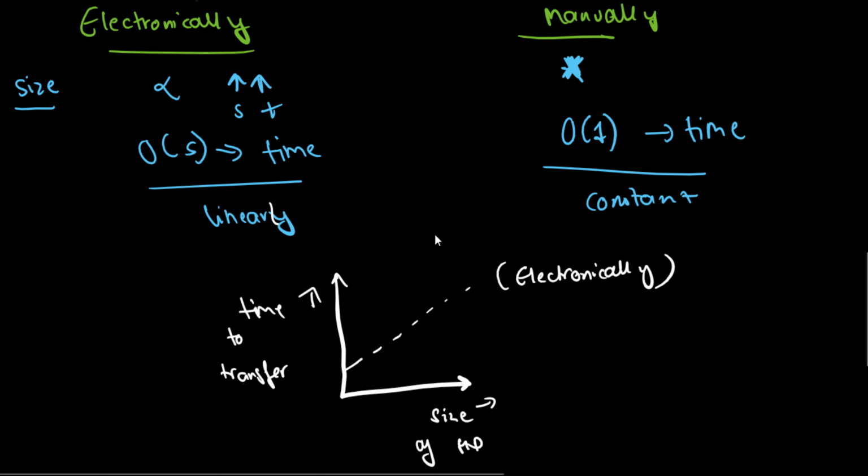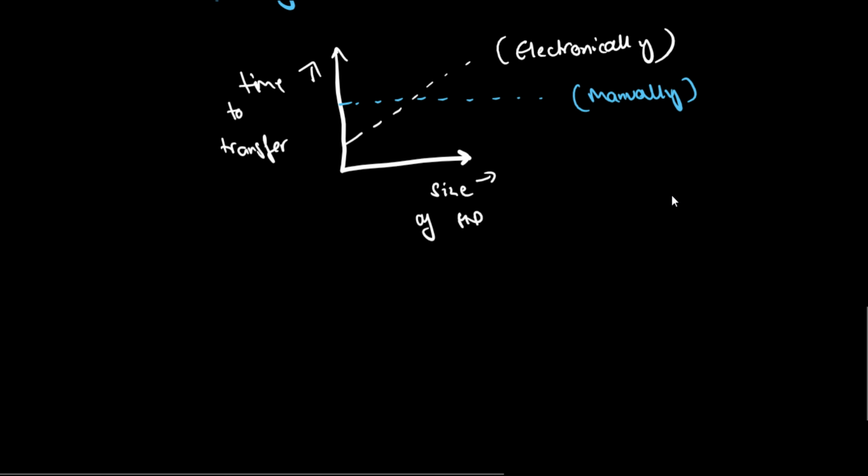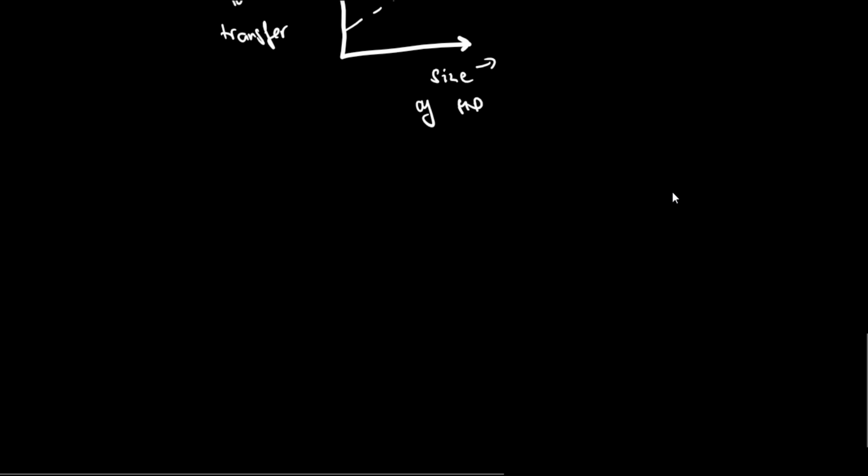And let's take some other pen. And in the case of manually, the time remains constant based on the size, whatever the size may be. Our time will be constant. That will be the time to travel from our position to our friend's house. So these are the notations we use for the explanation of big O, and we will talk about some other notations now.